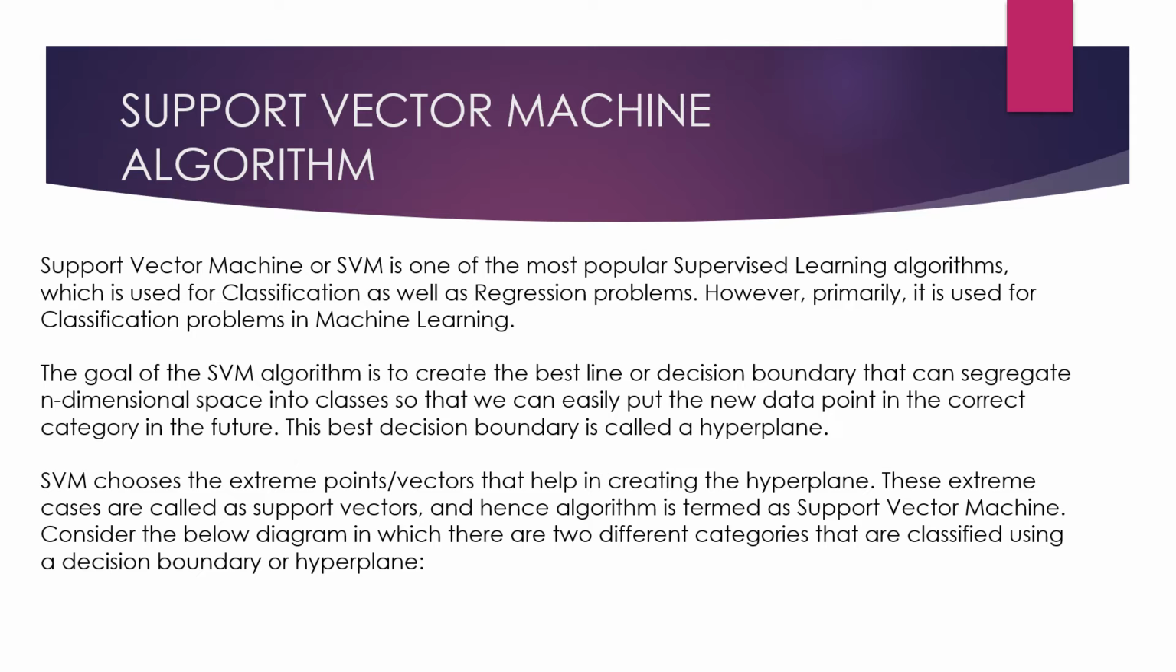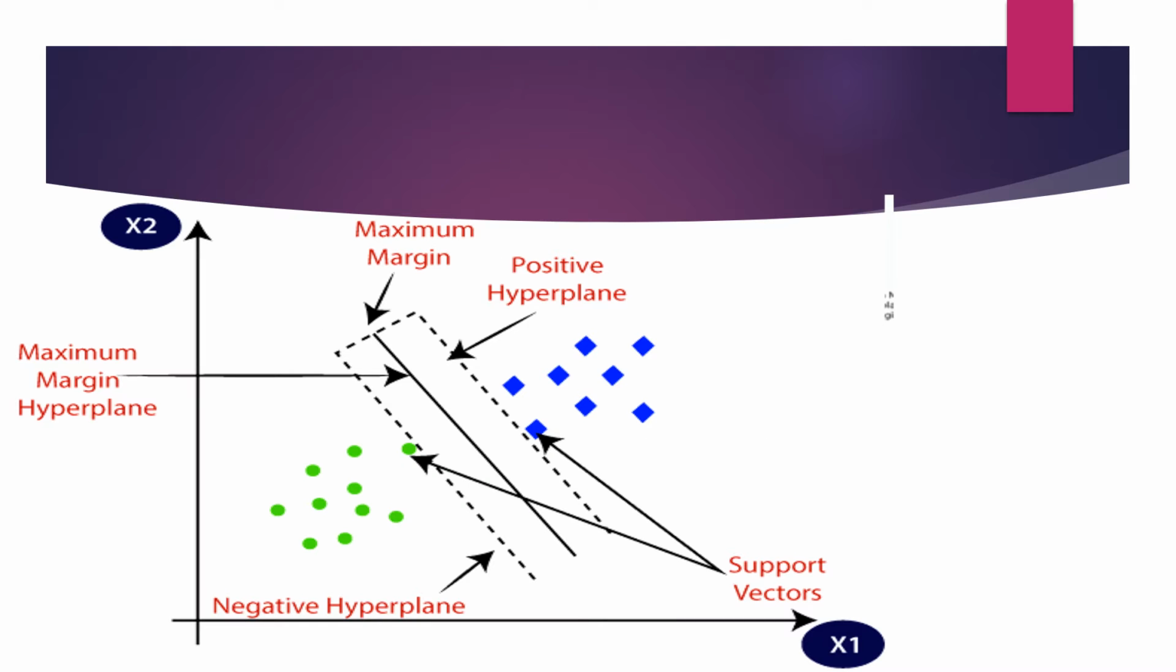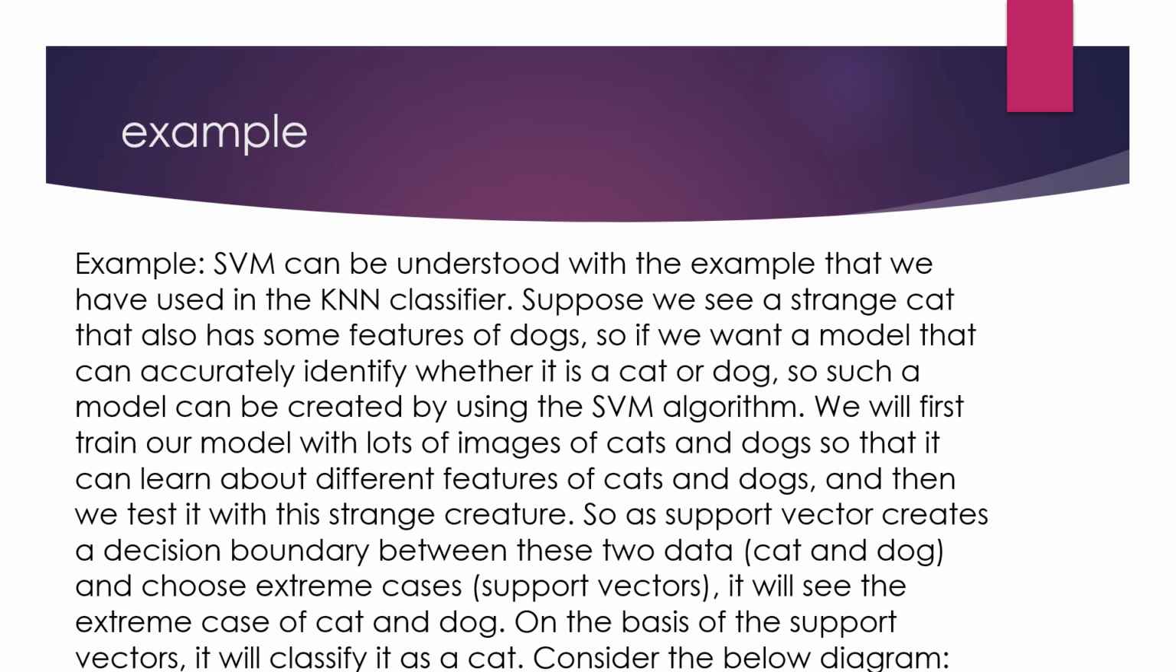Consider the below diagram, where two different categories are classified using a decision boundary or hyperplane. See this image: maximum margin, positive hyperplane, and two colors. One is blue and another is green, with the support vectors, the negative hyperplane, and the maximum margin hyperplane in that image. Let us see an example.